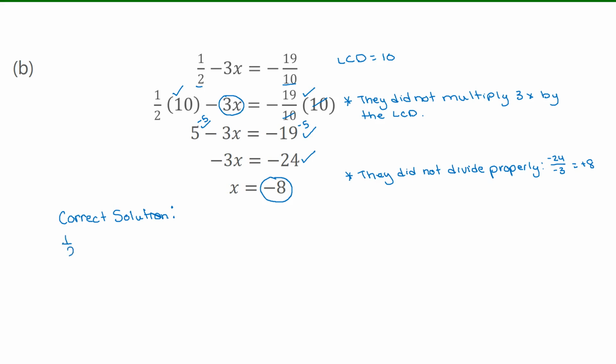So we know in the first step, we need to make sure we multiply 3x by 10 as well. Now we have 5 minus 3x times 10 is 30x, and that's going to equal negative 19. And then we subtract 5 from both sides, giving us negative 30x is equal to negative 24.